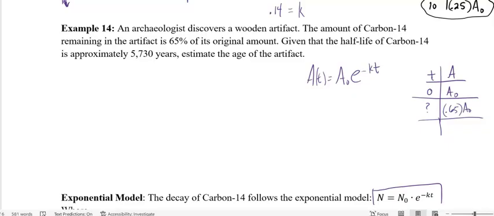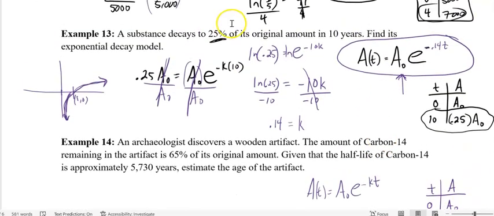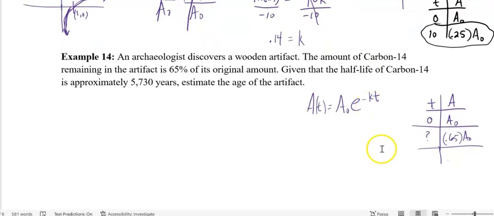But we do know this: if we translate the half-life like what we did in the question above, we were given that a quarter of it was left after 10 years. So the half-life would mean that half of the initial amount is left after this many years. Same idea as this one. It's just kind of given indirectly. Half-life, half the initial amount, takes that long for it to decay in half. Okay, good.